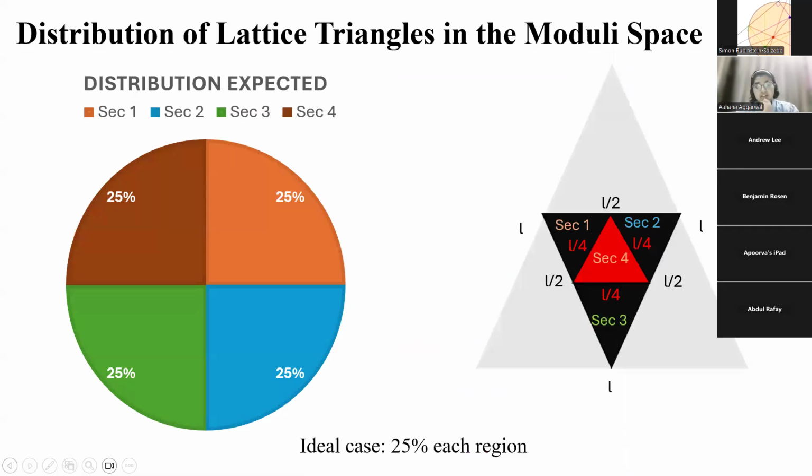Now we consider the distribution of lattice triangles. This figure is the moduli space of triangles that we consider; the black space is the moduli space. For now, we'll just consider section 4 and count the number of triangles in that section. According to our expectation, lattice triangles should be uniformly distributed, equidistributed, and there should be 25% of points in each of the sections.